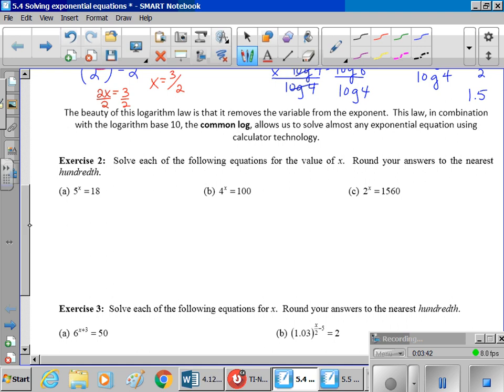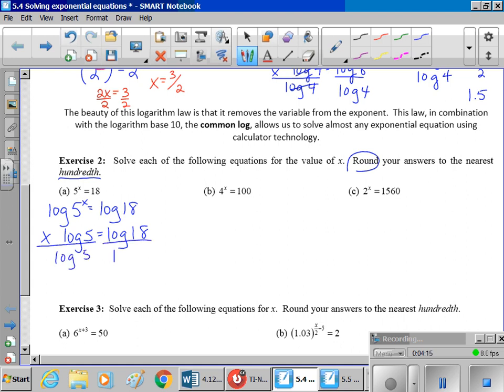All right, so solve each of the following equations for the value of x. Round your answers to the nearest hundredth. So we're going to do this exactly the same way we did in exercise 1. We're going to log both sides. So log 5 to the x is equal to log 18. So x log 5 is equal to log 18. Divide both sides by log 5.